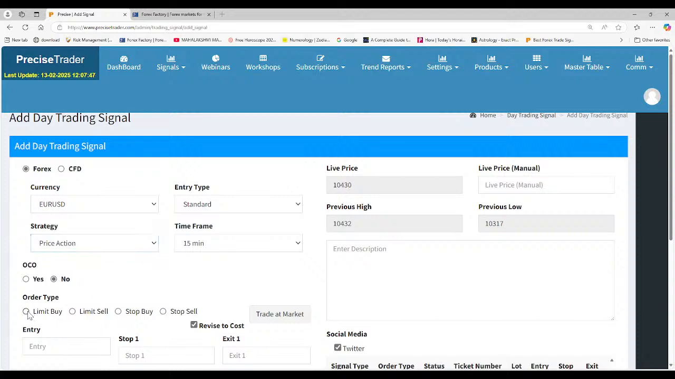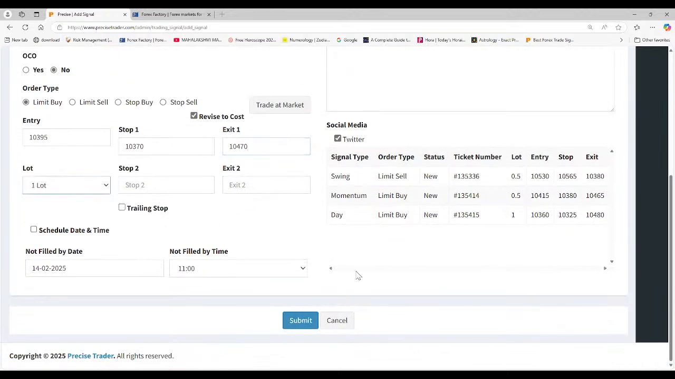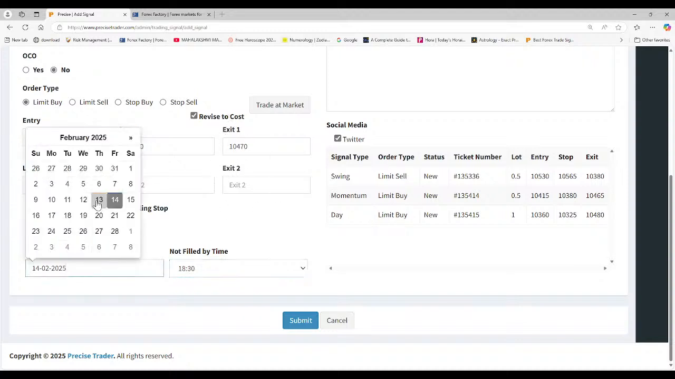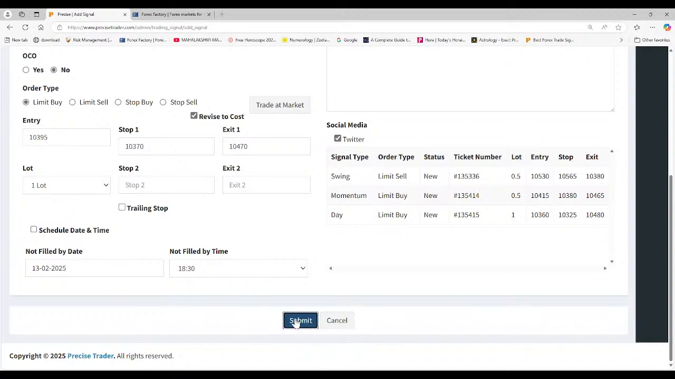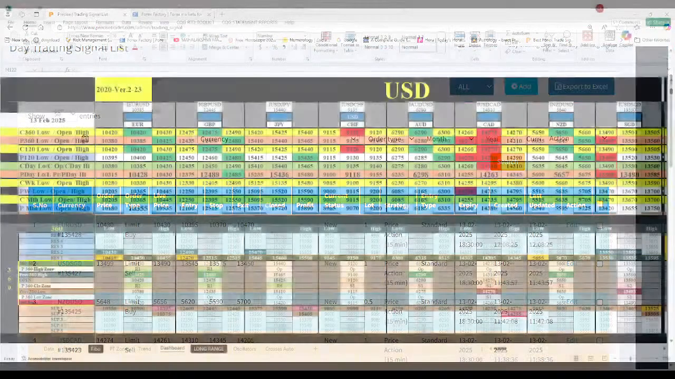So this one we will try to buy at 103.95, and 370 is the stop, and this one we will try to exit at 470. Remember that 470 and above should be our target. If we are trying to enter before the data, we will put in one lot, but if it's after the data, then chances are that we may have to revise the price.